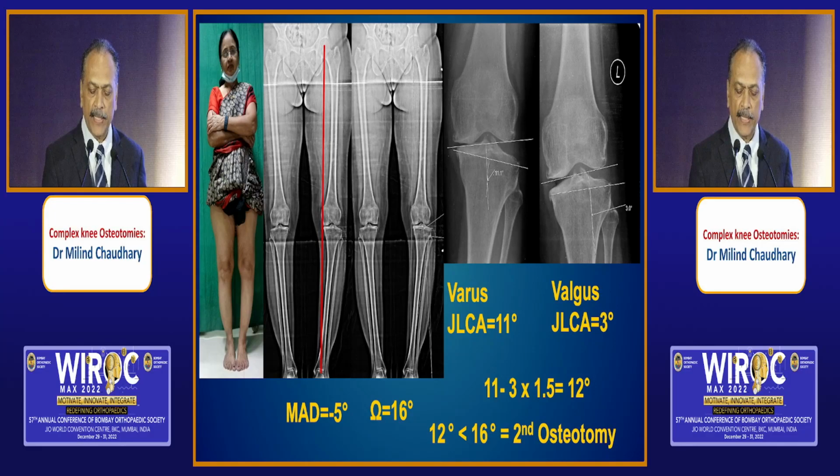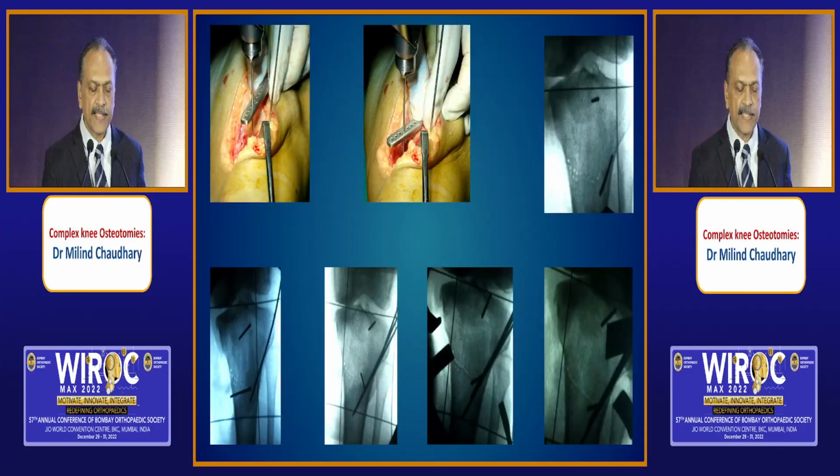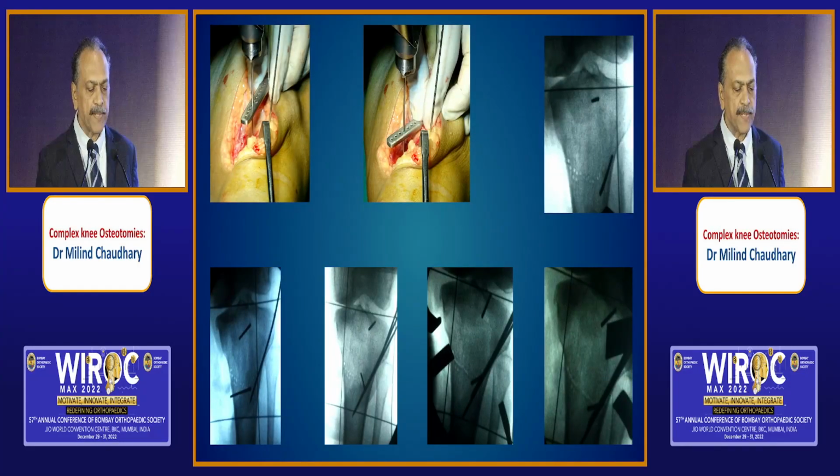This is a varus valgus JLCA. So, the 12 degrees is lesser than the 16, so she needs a second osteotomy. So these are the steps. I always do a patellofemoral retinacular release. This is a simple jig.